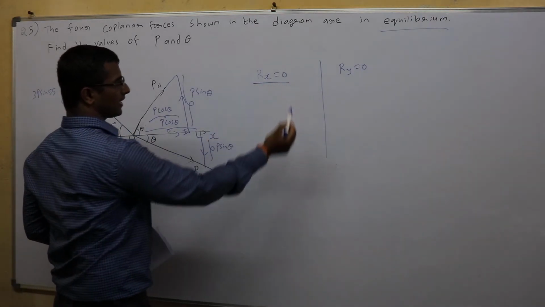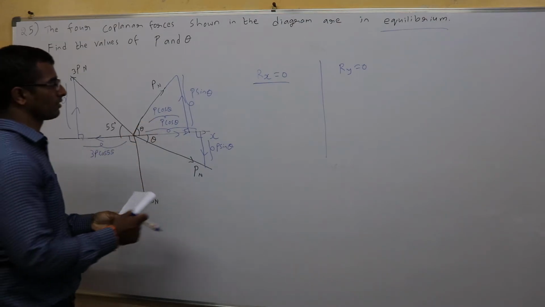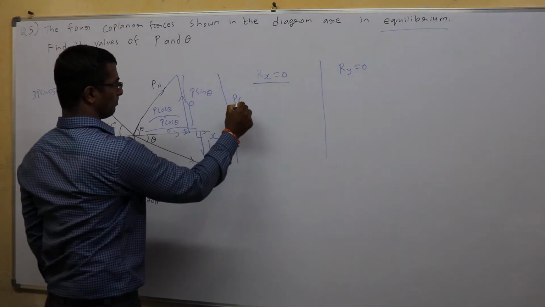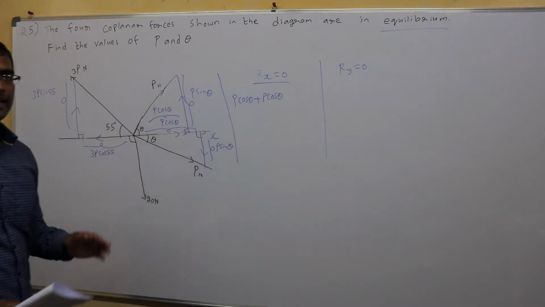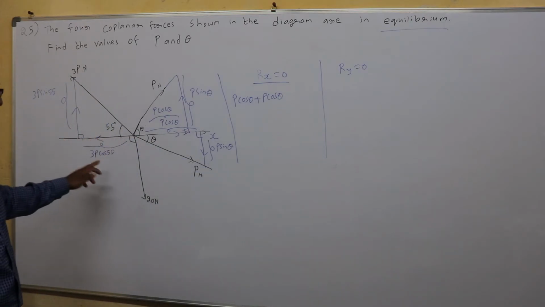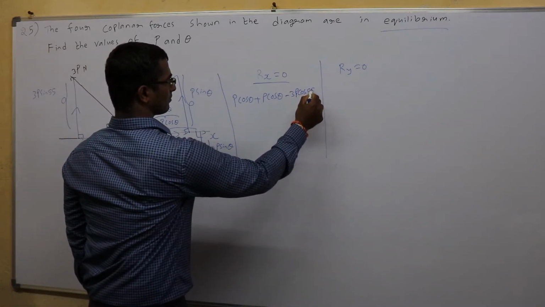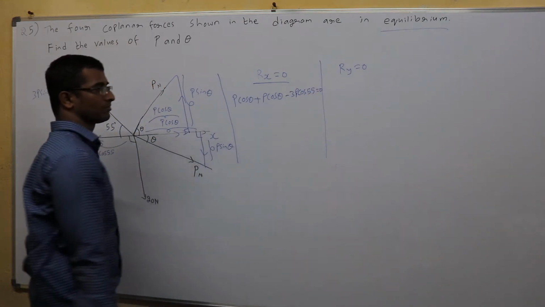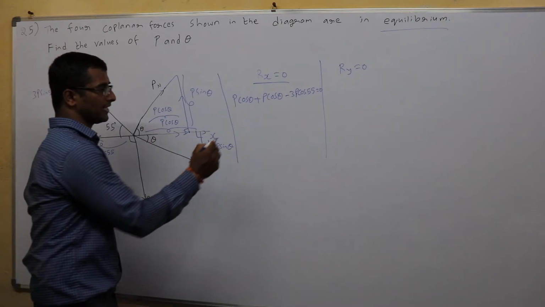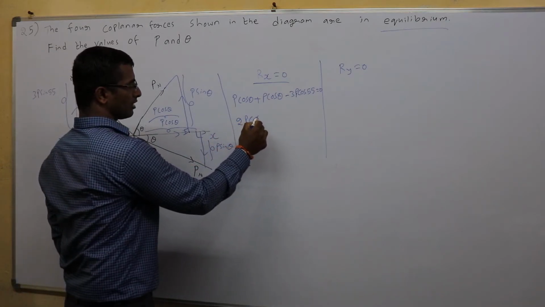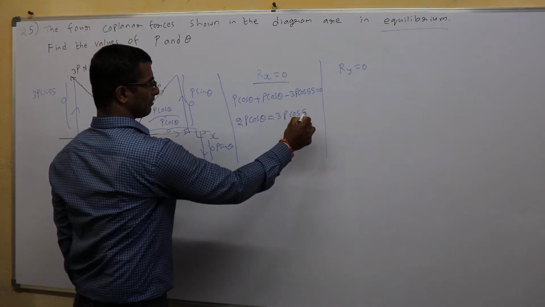Now let's write Rx. What all are acting in positive x-axis? These two. So it is P cos theta plus P cos theta. What is acting in negative x-axis? 3P cos 55, equal to 0. Let's simplify it. As I can see, P cos theta plus P cos theta is 2P cos theta. If I send this to the other side, I get 3P cos 55.